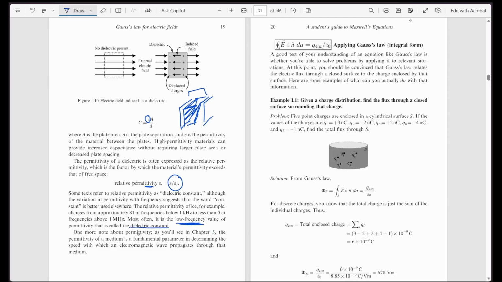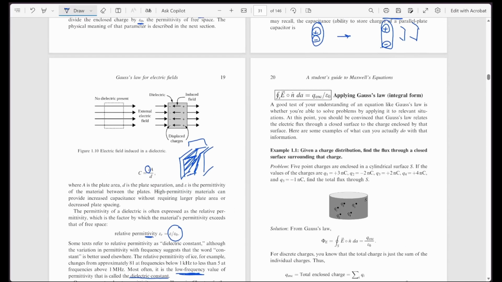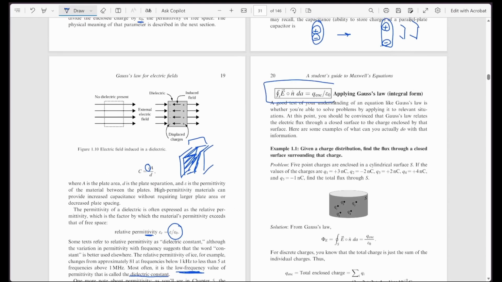One more note about permittivity is, you'll see in chapter 5, the permittivity of a medium is a fundamental parameter in determining the speed at which an electromagnetic wave propagates through the medium. So this is the final form of Gauss's law.